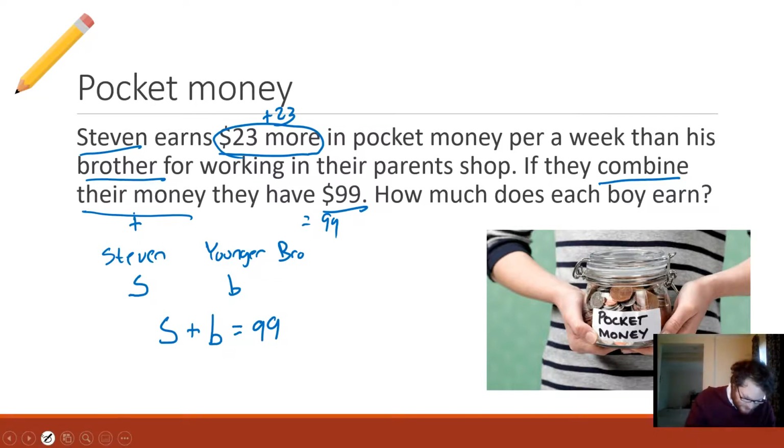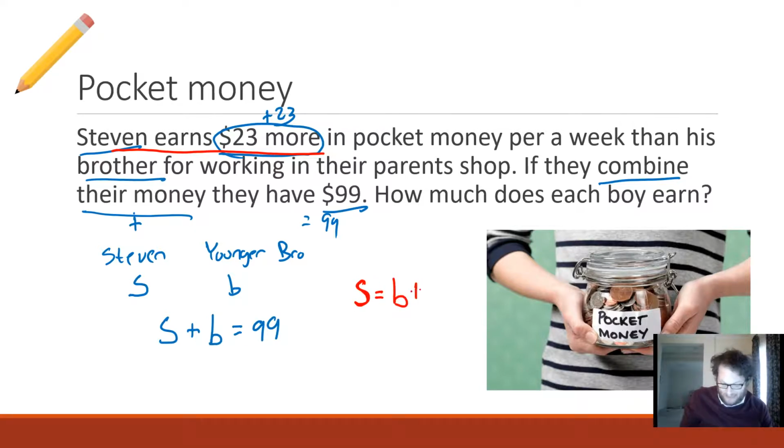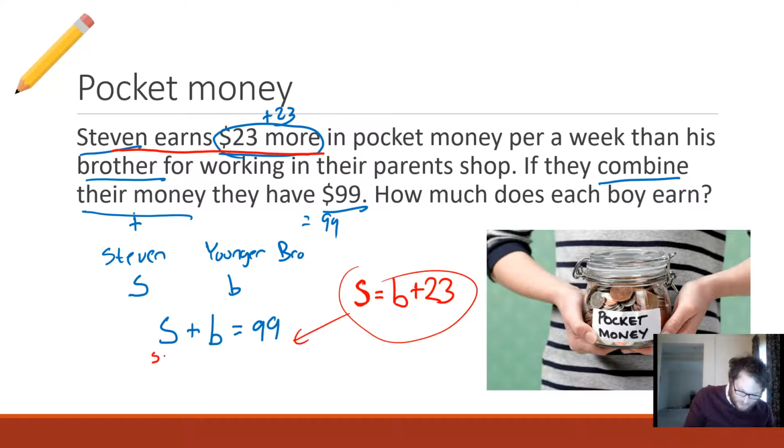What else we can do is now we can start to say, Stephen earns $23 more. So Stephen's amount of money is $23 more than his brother. If I knew how much his brother made and I added 23, I would have how much Stephen earns. We can take this idea and put it here. We're going to substitute S equals B plus 23.